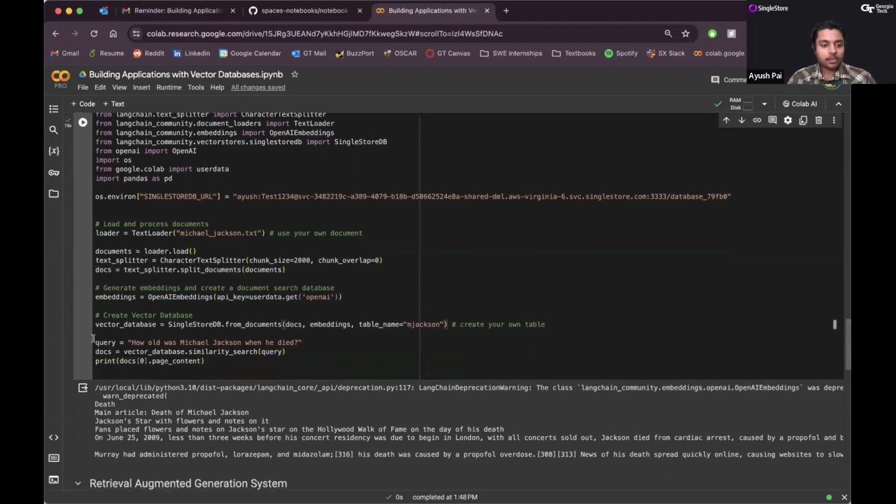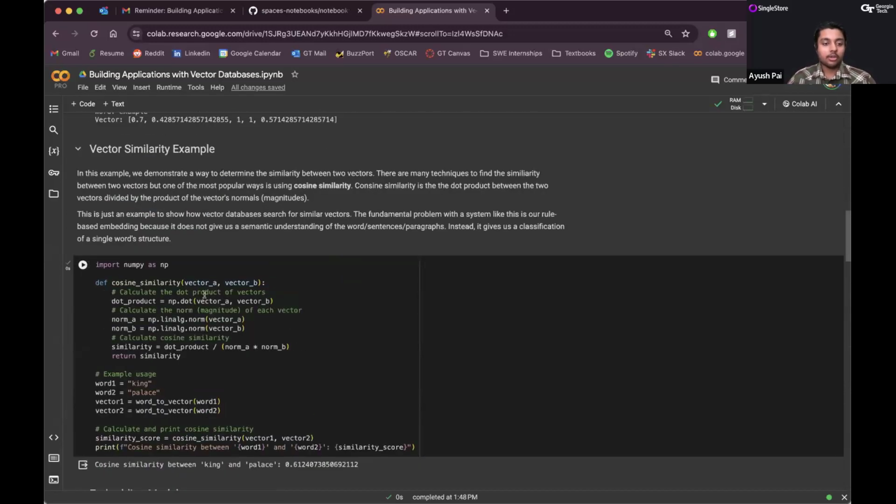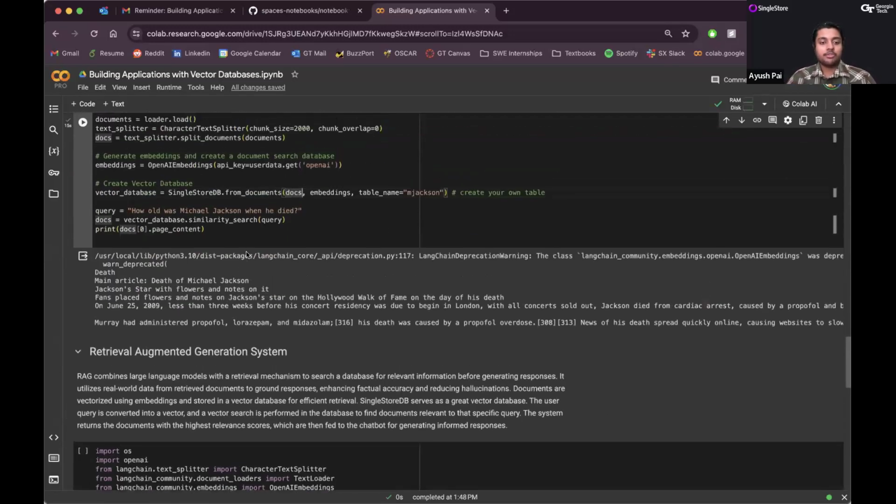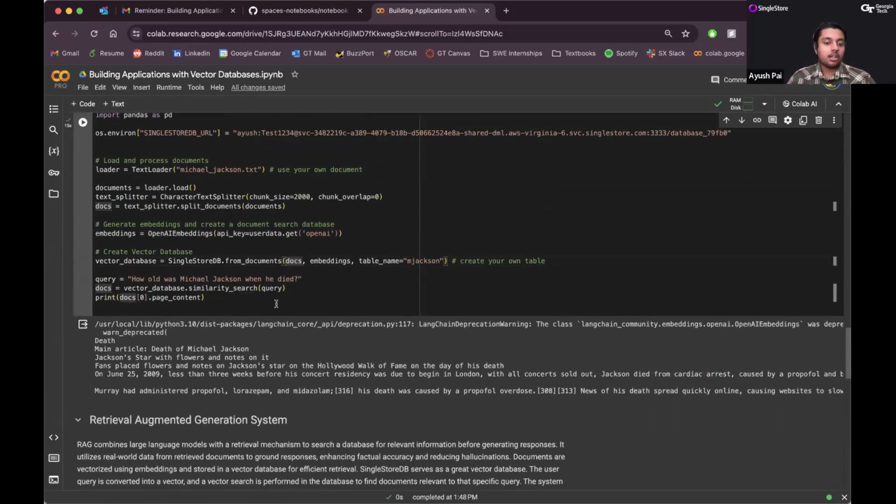And then we have a query: how old was Michael Jackson when he died? And then we have this variable called documents, which is essentially vector database similarity search. That's built in, super easy to use with LangChain and SingleStore DB, where you can just take your vector database and perform the similarity search, a very big abstraction of what we had a little bit earlier with cosine similarity. But it's very efficient using ANN and a lot of these product quantization techniques to make this search process a lot more efficient.